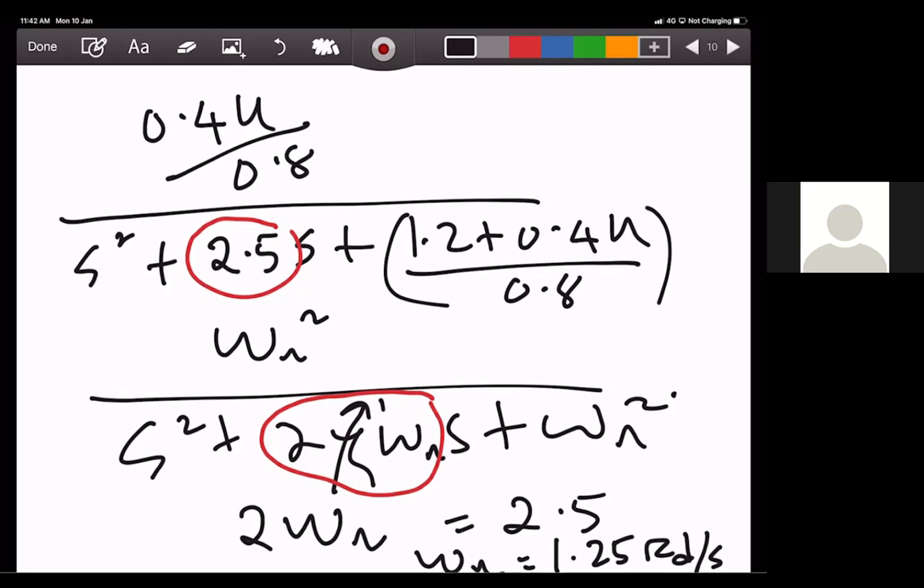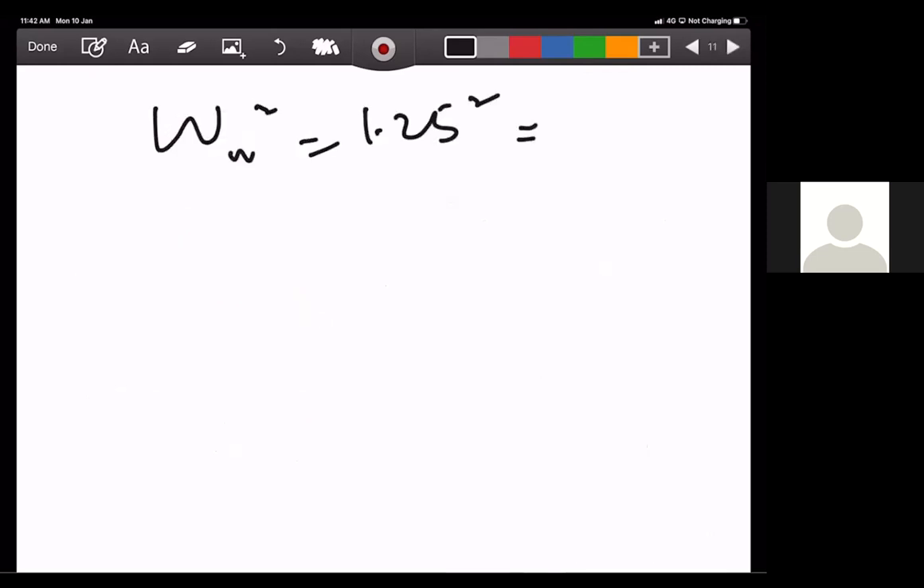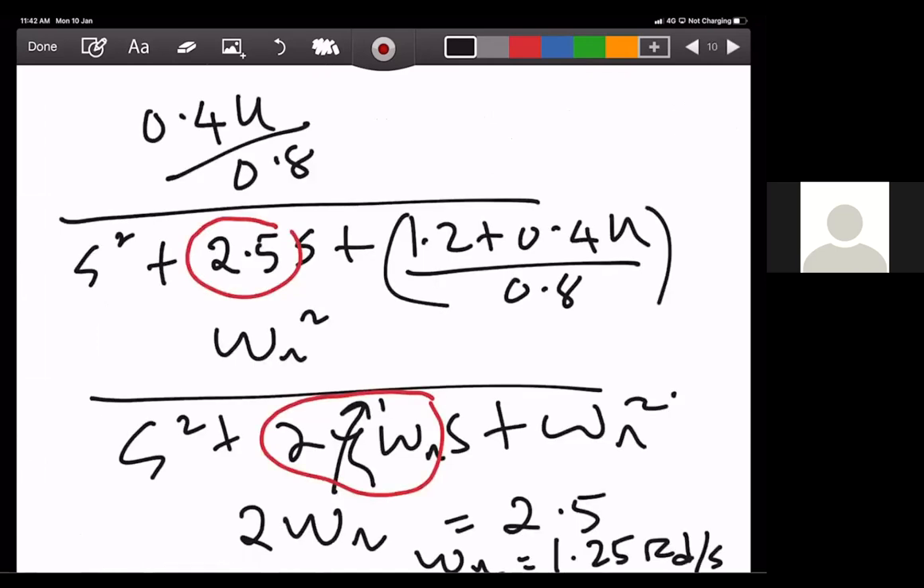Omega n square berapa, Henrita? Omega n square is 1.5625. Okay, which is equal to... no, equal to apa ni?